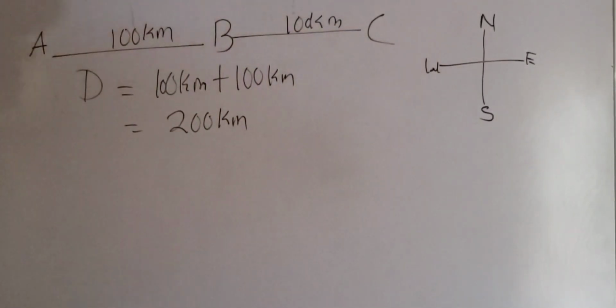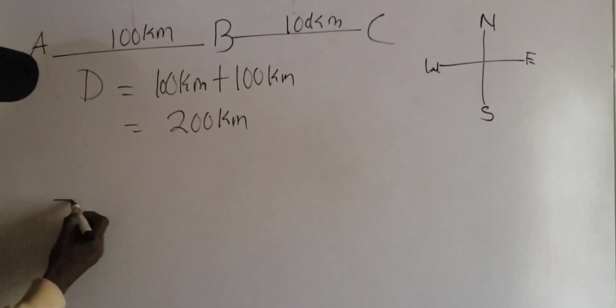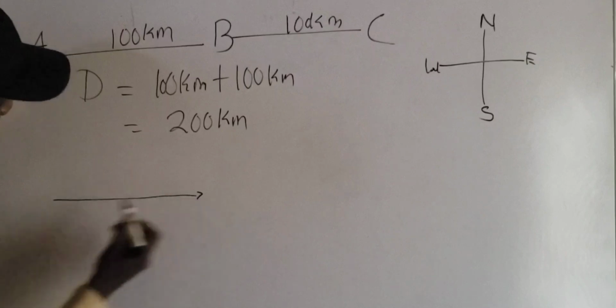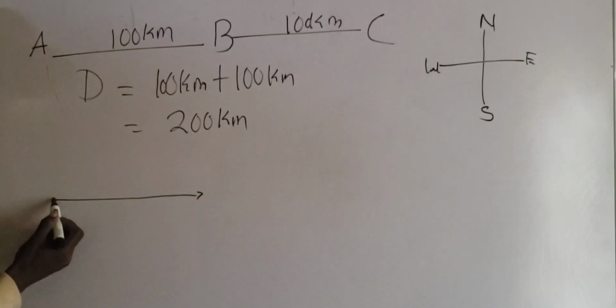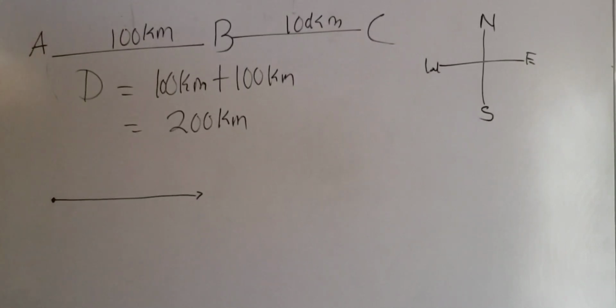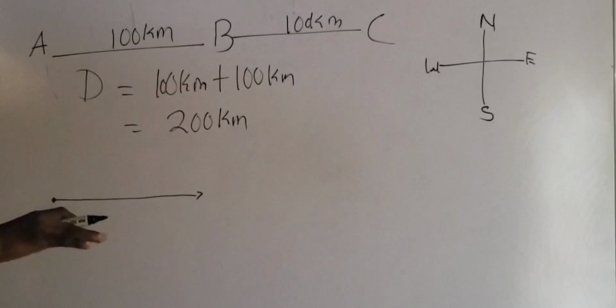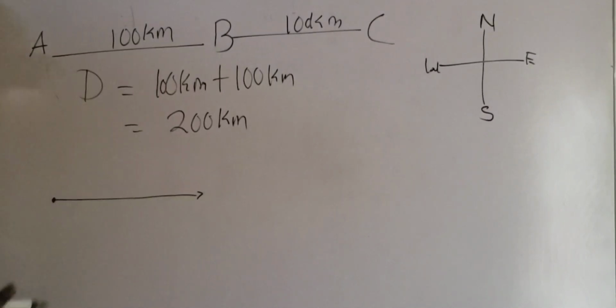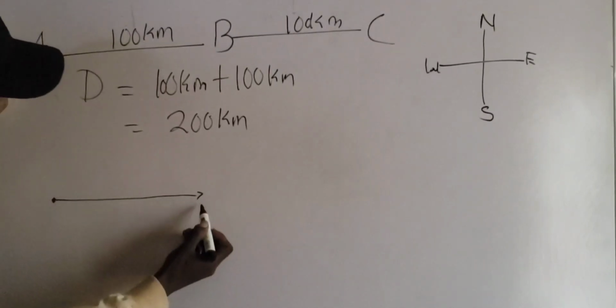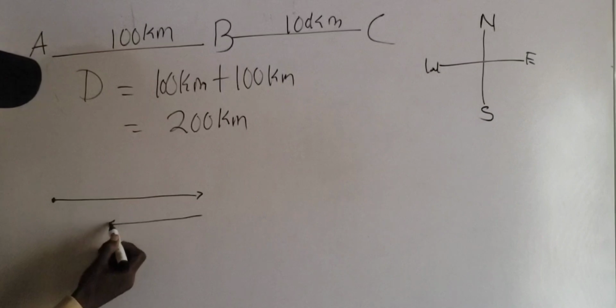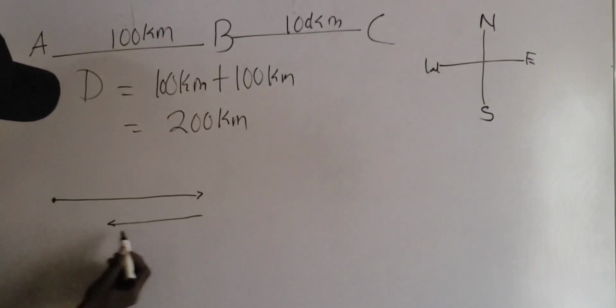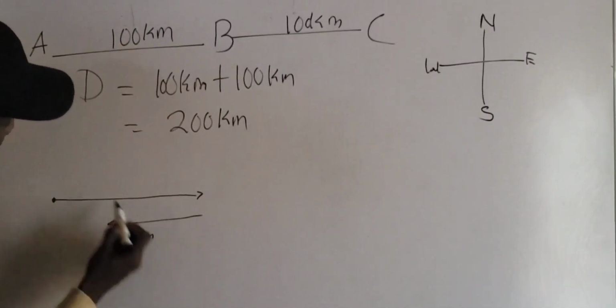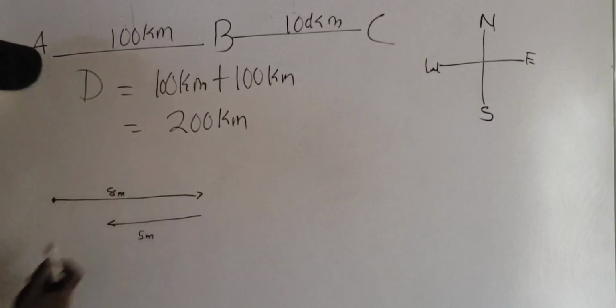From the question, the boy traveled 8 meters east. You understand? This is the starting point of the boy. So he traveled 8 meters east, and then turned back and traveled 5 meters west. So this is 5 meters and this is 8 meters. Do you understand?